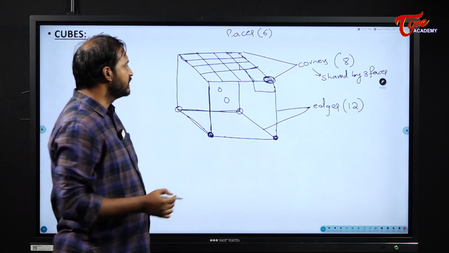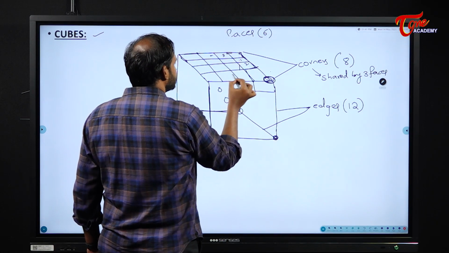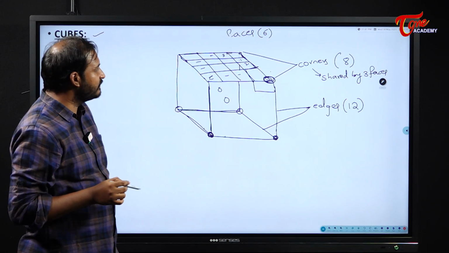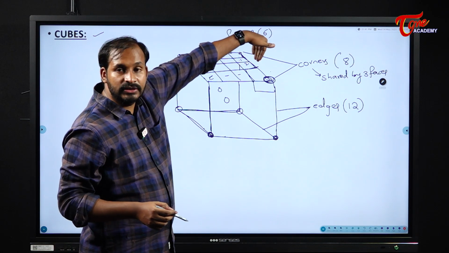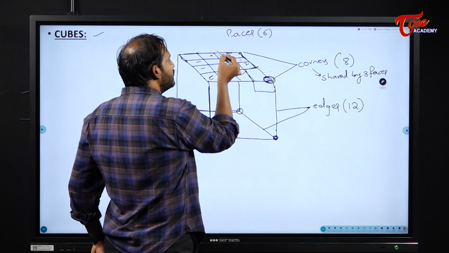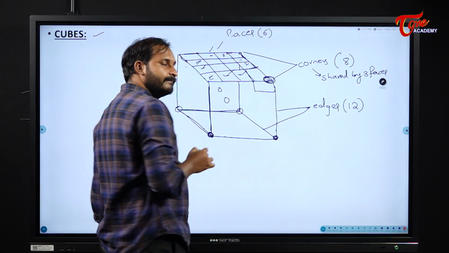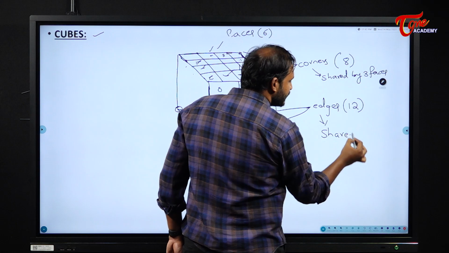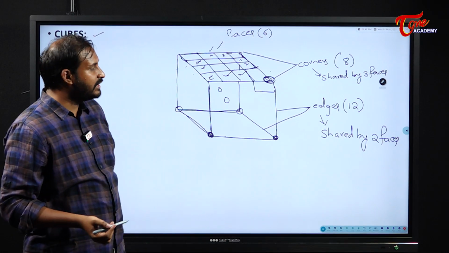Now, when it comes to this edge cube, please observe this one, this one, this one. These are edge cubes. This is the corner. These edge cubes will be shared between 2 faces. One is the upper one and the other one is to the right side. This one will be shared between the upper one and the front one. This one will be shared between the upper face and the back face. And this one will be shared between these 2 faces. So the cubes present on the edges will be shared by 2 faces.